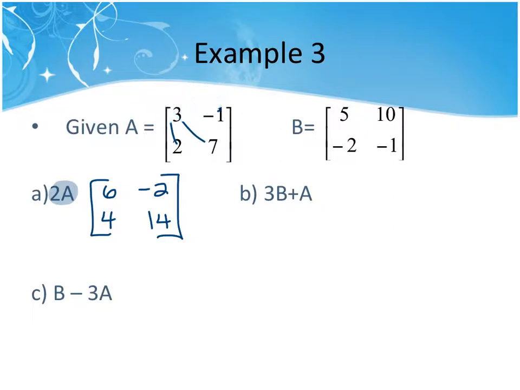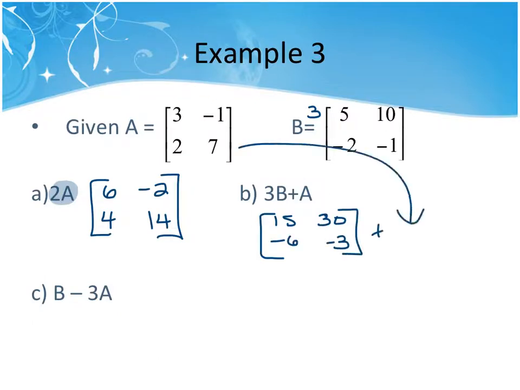Then you want to look at B, and B says 3B plus A. So 3 times B would be 15, 30, negative 6, negative 3, and then you're going to add that to A. So 15 plus 3 is 18, 30 plus negative 1 is 29, negative 6 plus 2 is negative 4, and negative 3 plus 7 is 4.